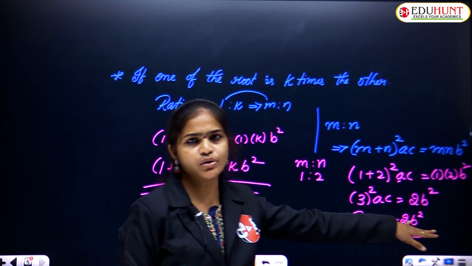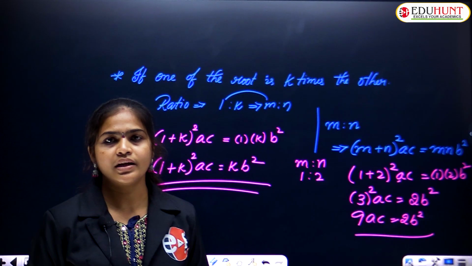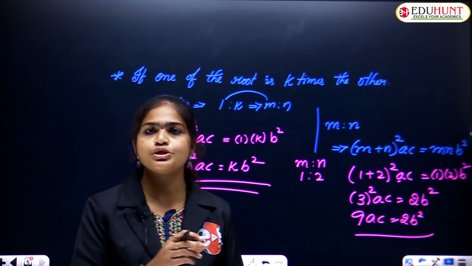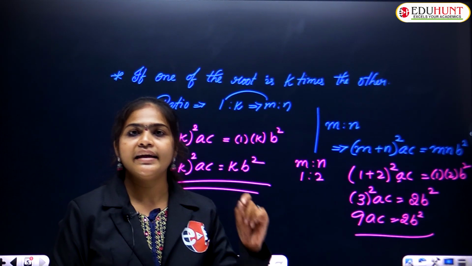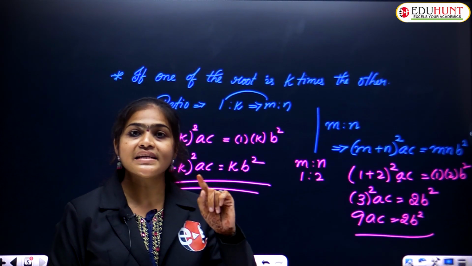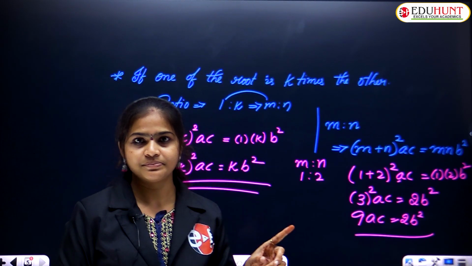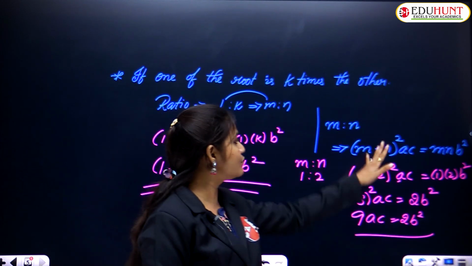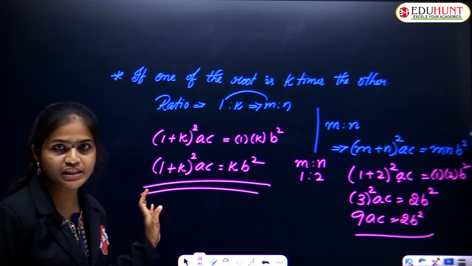In those cases, one of the letter values will be missing, so we have to find that value. So simply, the questions are like that: if the roots are in the ratio 1:2, then for the quadratic equation ax square plus kx plus c is equal to 0, find the value of k. In those situations we have to use these conditions. Okay, so this is the fourth condition.